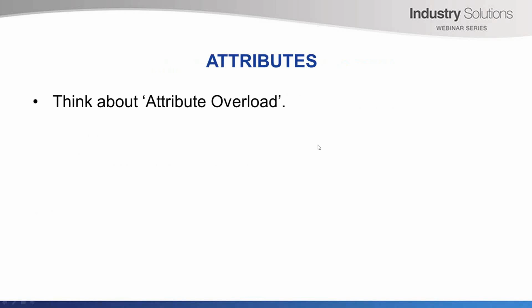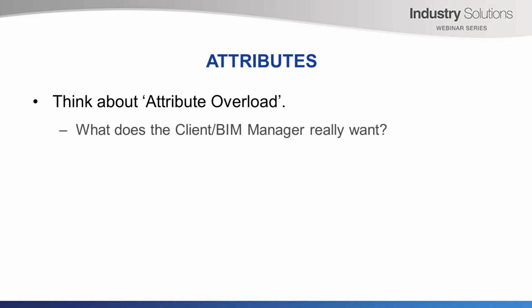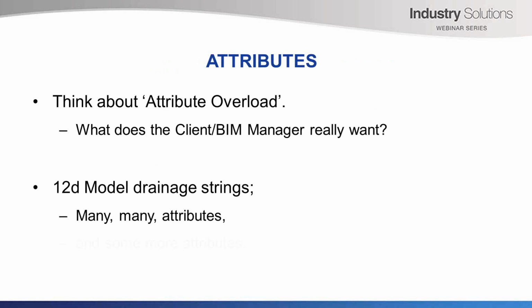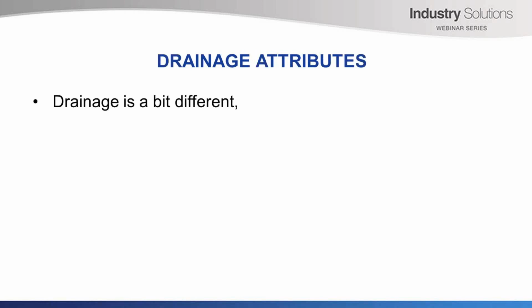What else do we need to consider? Well, think about attribute overload. It wasn't too long ago the BIM managers were saying, we want attributes. And we were saying, well, what do you want? And they said, we want everything. So we gave them everything. Drainage strings, as we know, many attributes and some more attributes. Suddenly the BIM managers are turning around, hands in the air going, too many attributes, too many attributes. So again, attribute manipulator, we can move the attributes around, we can copy them, we can send out the ones that the BIM manager actually wants.